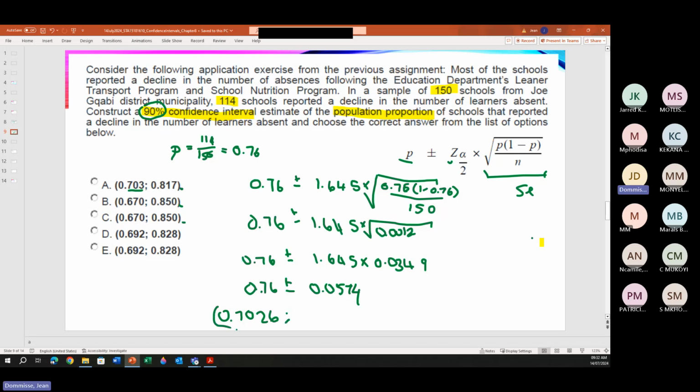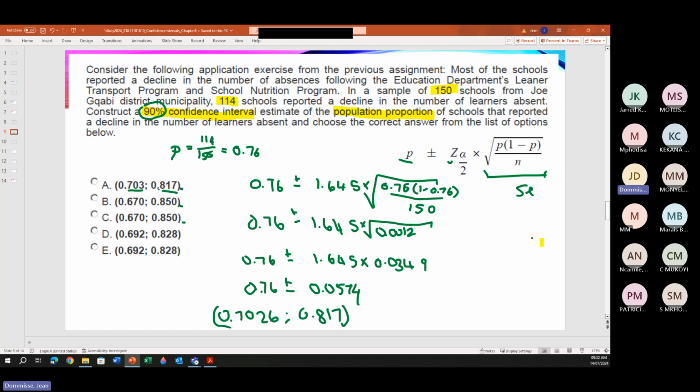So let's just check the top one, so that we just make 100% sure. So 0.76 plus 0.0574 is 0.817.